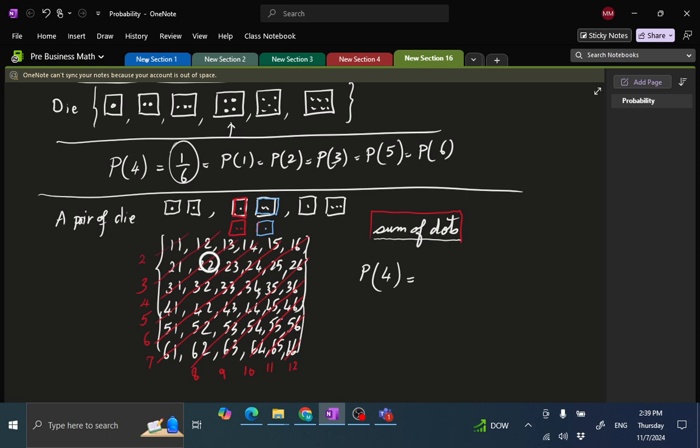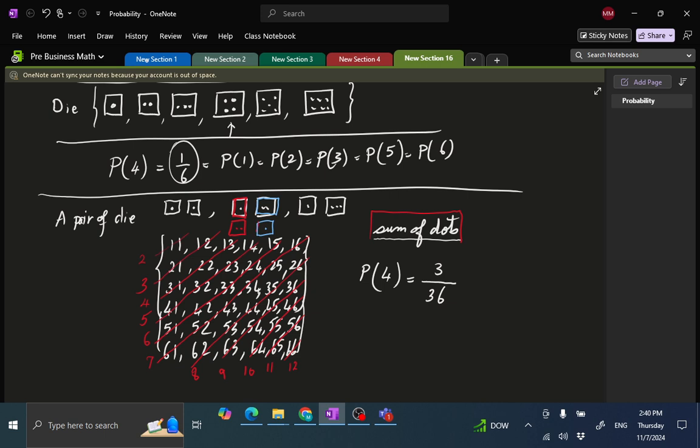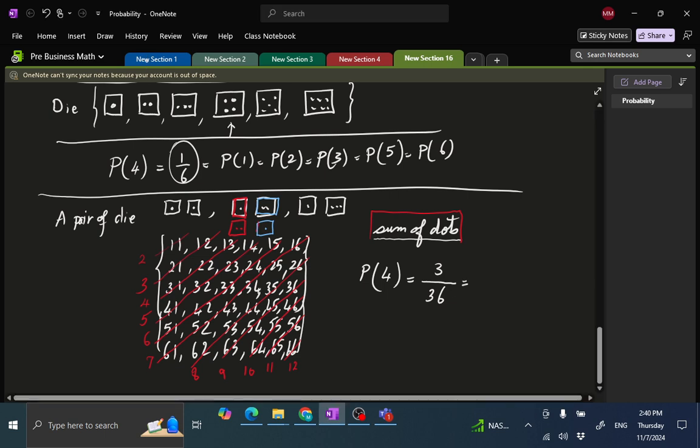Getting a sum of 4, I have 3 possibilities. 3, well, out of how many? 6 by 6, this is 36 possibilities. My sample space, this entire thing, is my sample space. Probability of 4 here is going to be 3 cases out of 36. You can simplify it, for example, write it as 1 over 12.